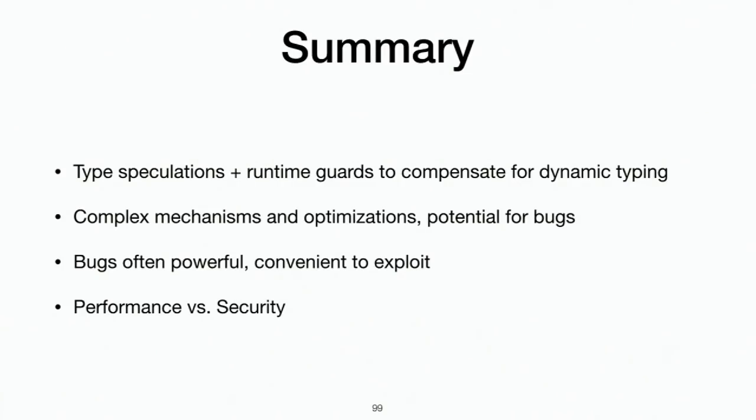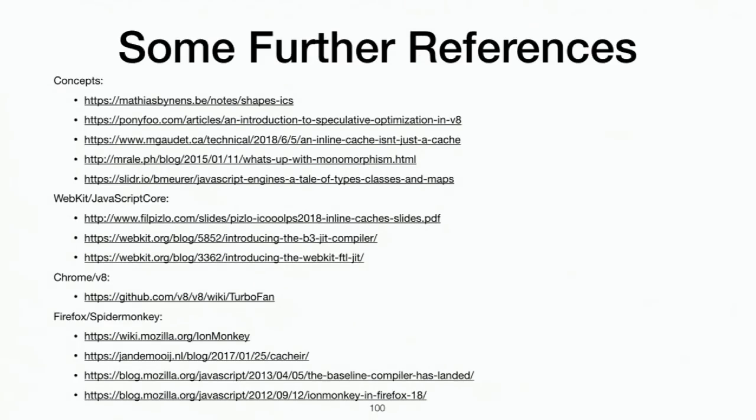And the whole thing is also, again, kind of this performance versus security trade-off. Right now, the engines, they all go for performance, right? They want to do these very complex optimizations to produce as fast code as possible, which results in complex code, potential for security bugs, right? So nothing really new. And as I said, there's some further references, just a list of kind of interesting articles.